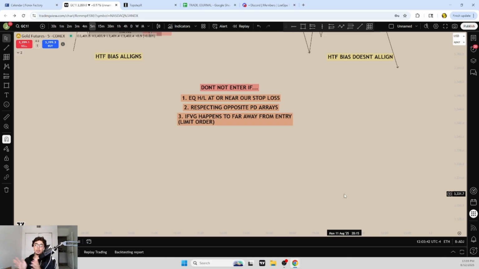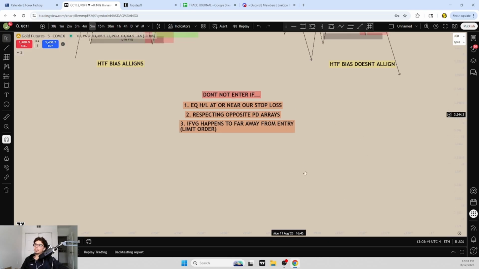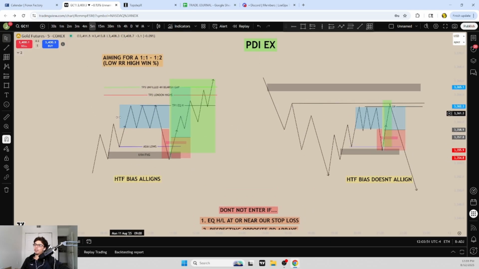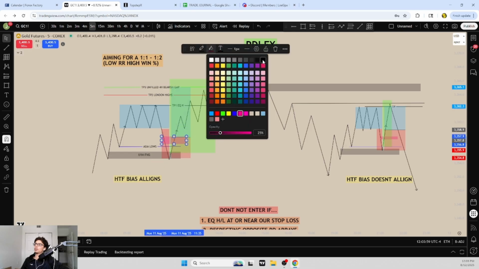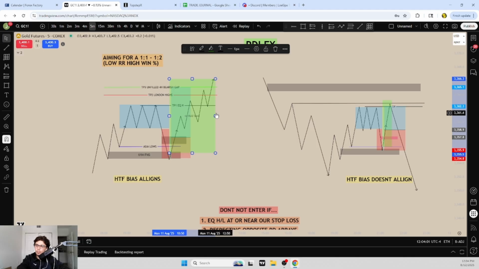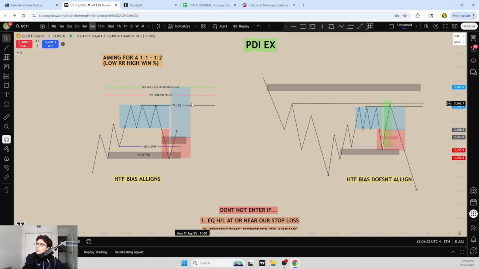So yeah, that's why we don't want to enter if there's equal highs at or below or above our stop losses, right? And then if we're respecting opposite PD arrays, so say we have an accumulation and a manipulation, and then we have a 5-minute gap open up right here. Say we have a 5-minute gap right here, but it's not getting inversed, right?